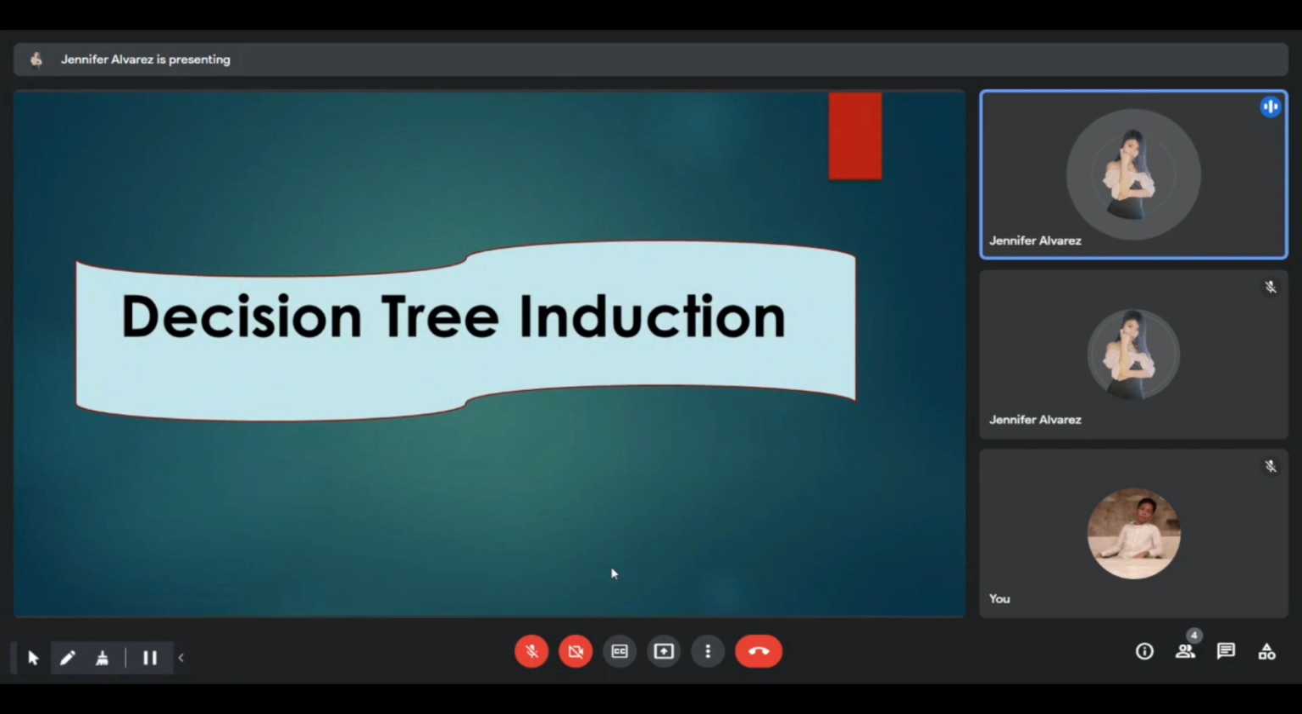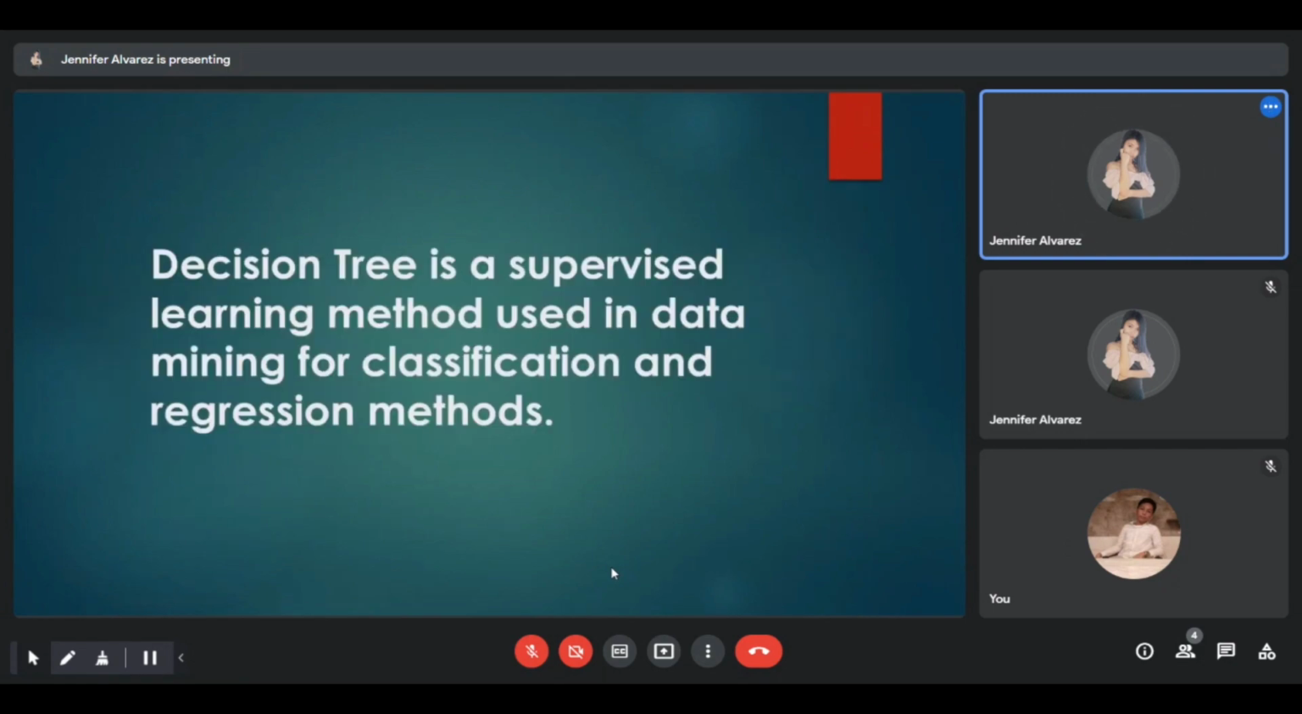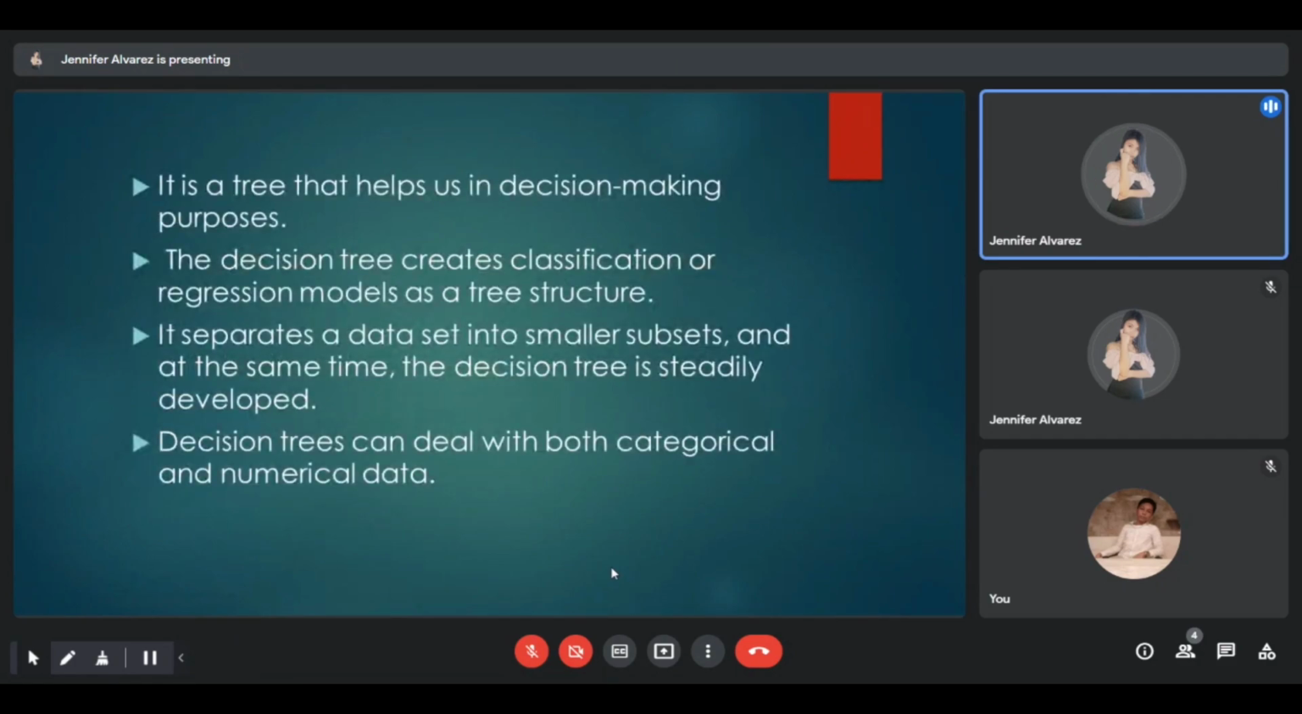So, what is decision tree induction? Decision tree is a supervised learning method used in data mining for classification and regression. It is a tree that helps us in decision making for our data. The decision tree creates classification or regression models as a tree structure. It separates a dataset into smaller subsets, and at the same time, the decision tree is steadily developed. Decision trees can deal with both categorical and numerical data.